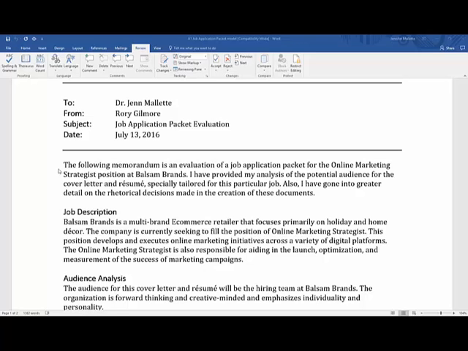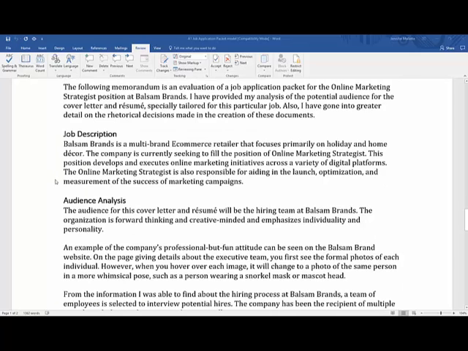And here the writer says, the following memo is an evaluation of a job application packet for the position that she applies for. And then she said, I have provided my analysis of the audience for the cover letter, and then also gone into greater detail on the rhetorical decisions made in the creation of these documents. You probably could do all this in one sentence or maybe even two sentences. Again, just give an overview, a highlight. Then she goes into the first section, which is the job description.